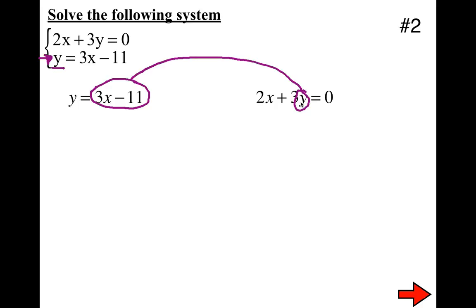Why am I substituting it for y instead of x? Well, because this is what y equals. So now I'm going to rewrite this as 2x plus 3. Notice I left the 3 there. Now I'm going to multiply this by y, which is 3x minus 11, equals 0.